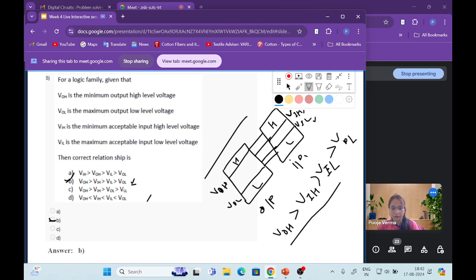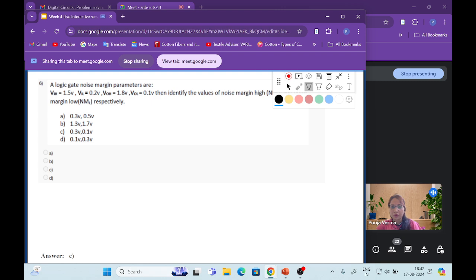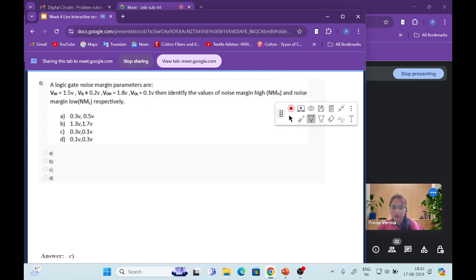So the next question is based on this only. A logic gate's noise margin parameters are given. That means VIH, the input voltage at high level, the input voltage at low level, the output voltage at high level, and the output voltage at low level are given. Then identify the value of noise margin high and noise margin low respectively.